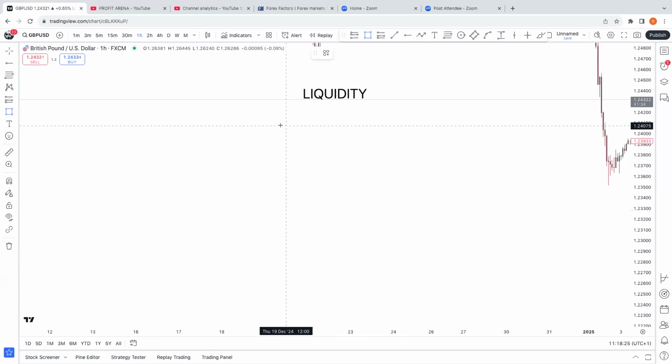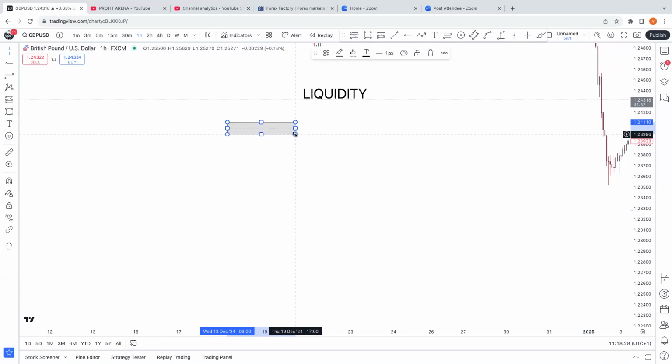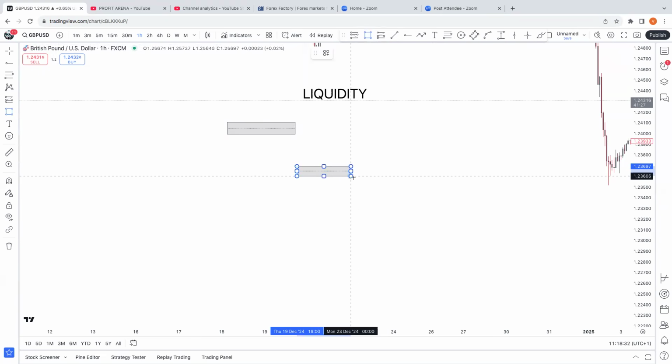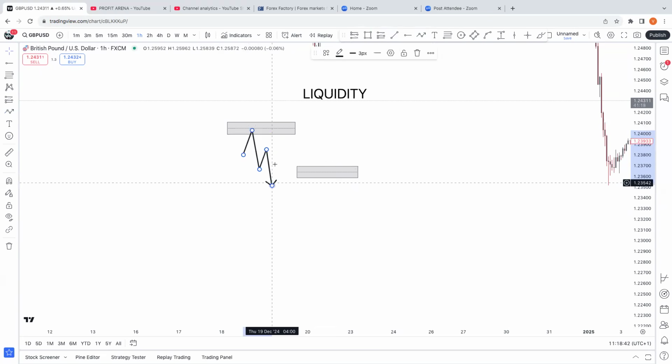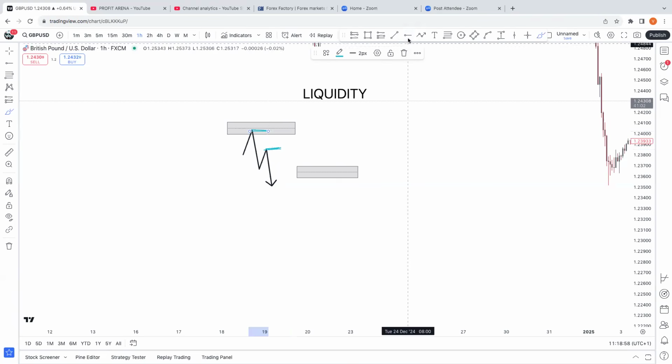So what is liquidity? Liquidity simply means money. In the market, we refer to liquidity as the buy orders and the sell orders. Now, when the market is trending this way, when the market is selling, we have our stop losses here. We have stop losses at each of these highs. At each of these highs, this is a stop loss. This is also a stop loss. Now above this stop loss here is liquidity, and above this stop loss here as well is liquidity.